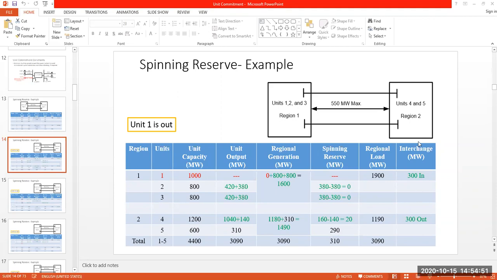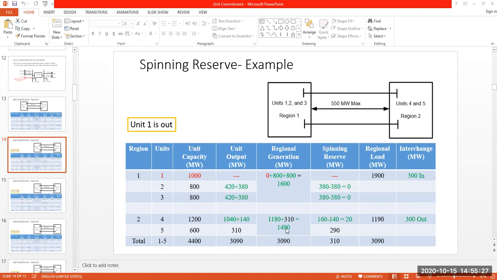So what about the interchange? Remember in the previous case we had 160. So now in addition, I have to supply this 140 to region number 1. So in total, this becomes 300 in and 300 out. You can simply also calculate it from here. You see the load is 1900. You can only produce 1600. That means you require another 300 from somewhere. And that is only available from region 2 in this example. So these 300 should come from this.